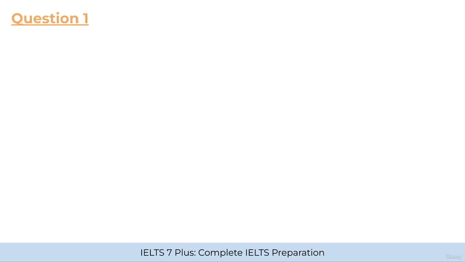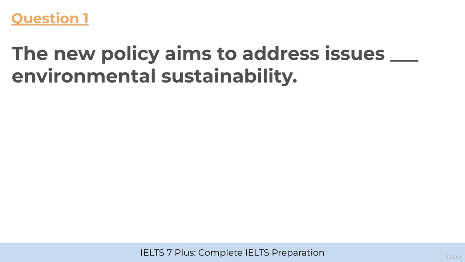Okay, so we have a question number 1, and we have a blank. So it's up to us to think about the blank here. The new policy aims to address issues, blank, environmental sustainability, and we're not completely on our own. We've got some options. So A, on. B, with. C, in. D, for. Okay, so think about the different relationships.